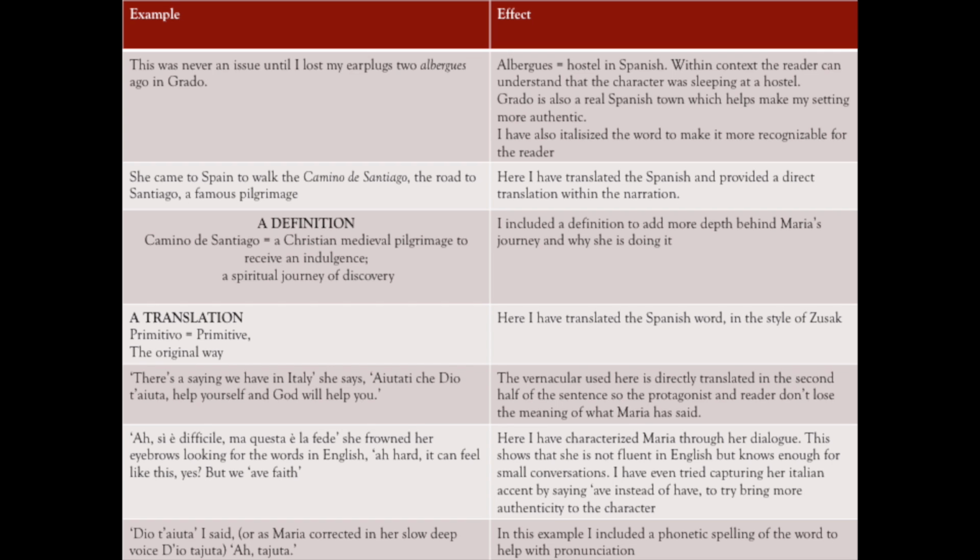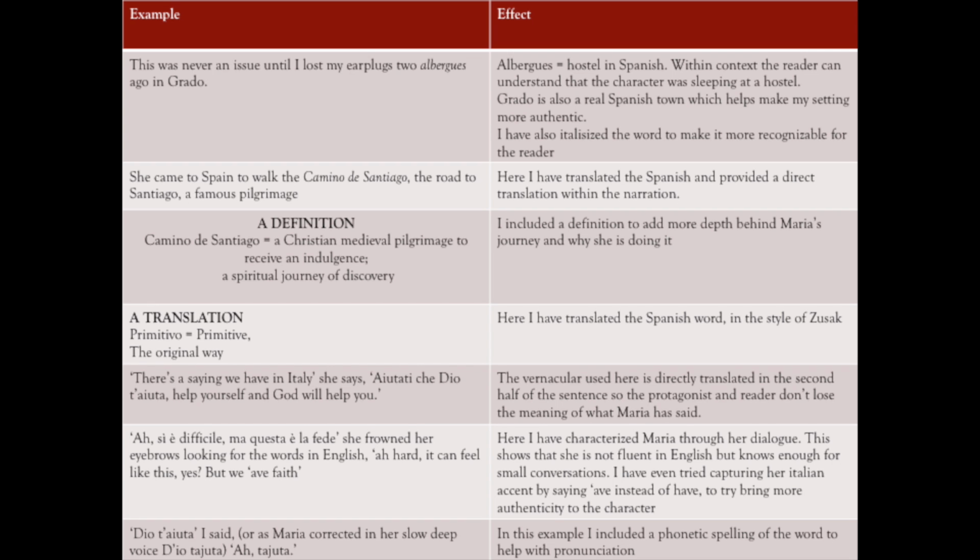I have also mentioned real Spanish towns such as Grado, which helps build my setting. To further establish this, I would write visual and sensory images to bring more depth to the landscape of the Primitivo Trail.